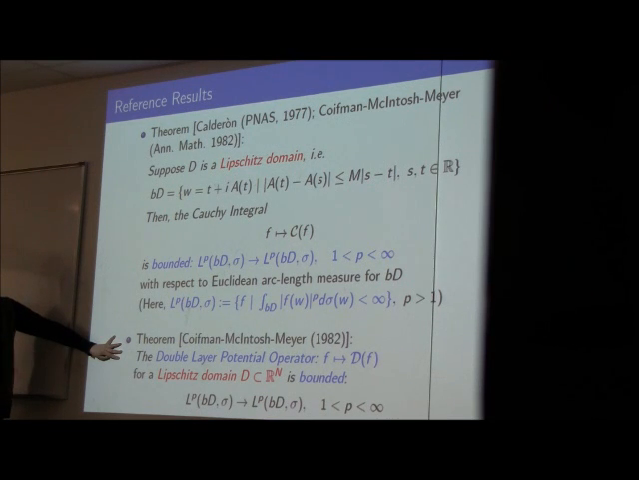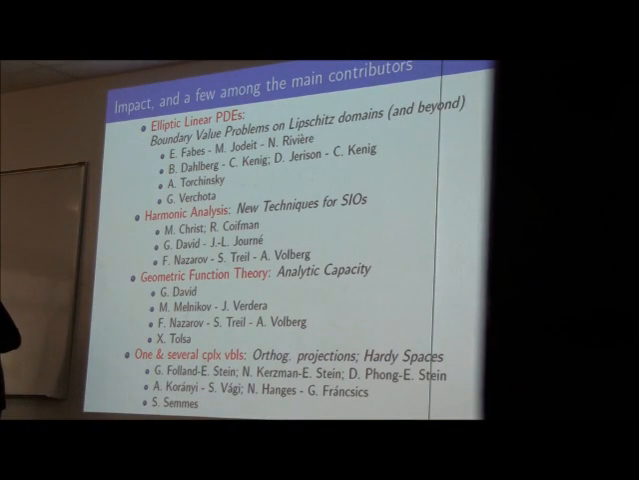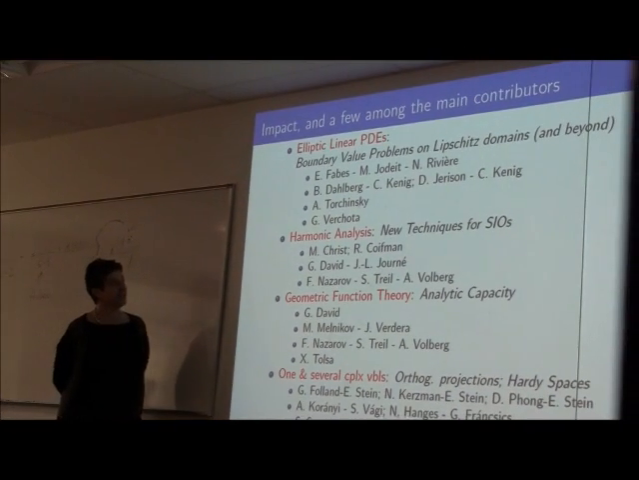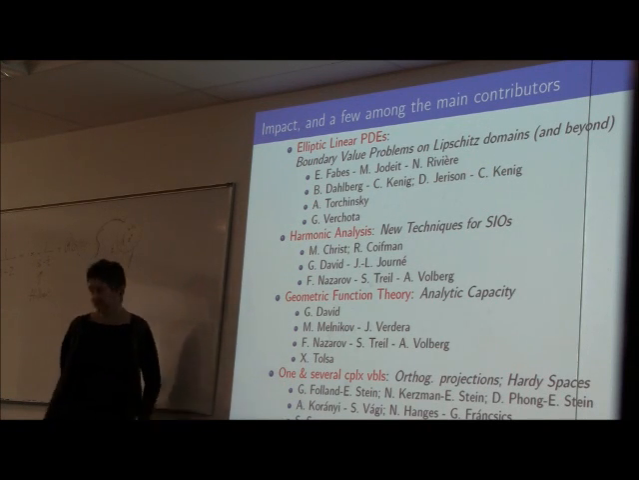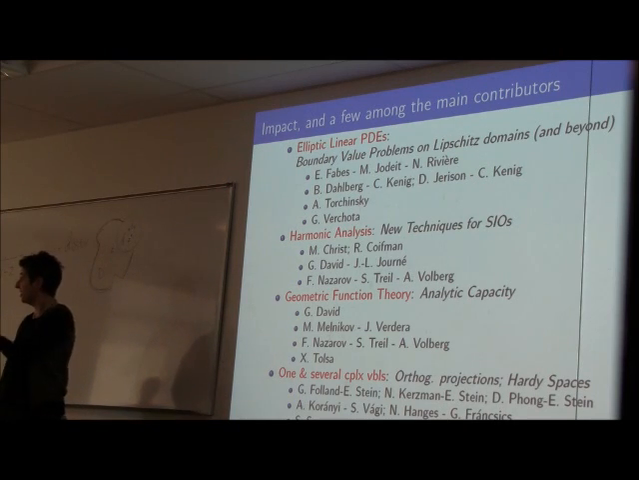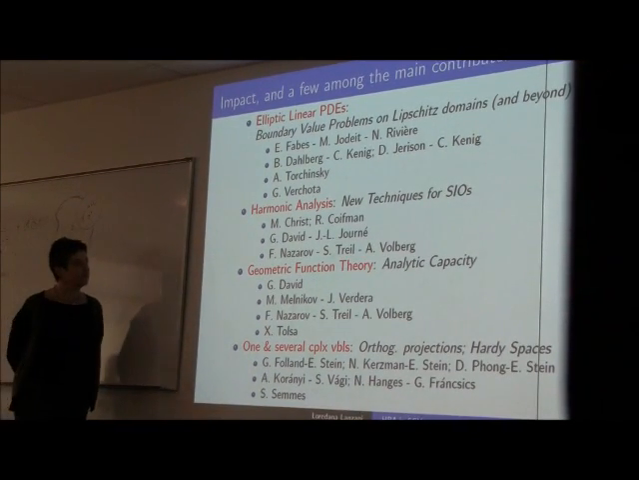I will not give formulas here, but I'll say something about the role it played in later developments. So, once the L^p regularity of the Cauchy integral for a Lipschitz curve was established, that started off the renaissance of harmonic analysis for the past 40 years. And in fact, this result has had a very long-standing impact. For instance, in elliptic linear PDEs, in particular the study of boundary value problems on Lipschitz domains. That's the double layer potential operator I was referring to earlier on.